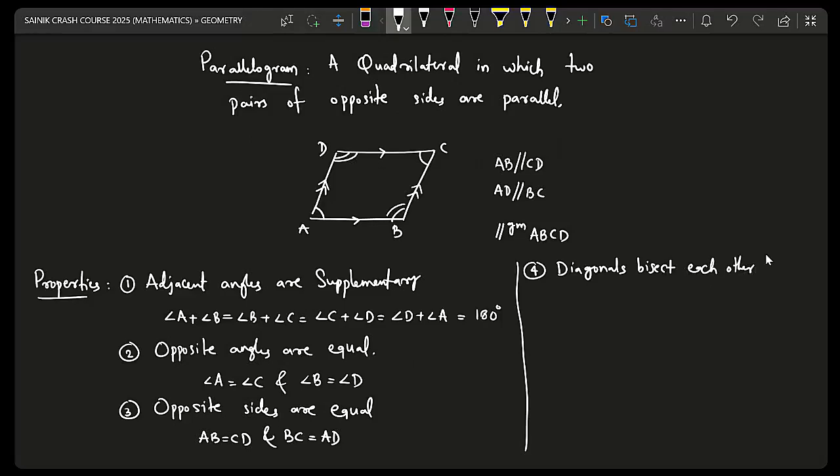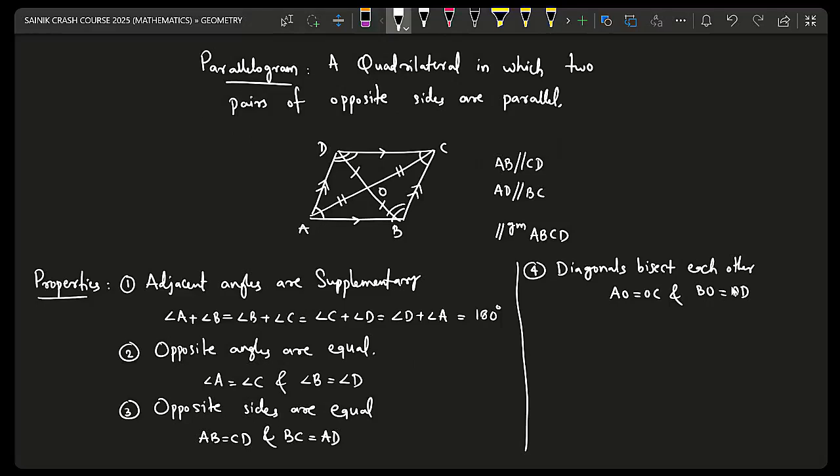So what do you mean by diagonals bisect each other? You take the diagonal AC and also you take the diagonal BD. So they intersect at a point O such that OD will be equal to OB and AO will be equal to OC. That means each diagonal is going to divide the other diagonal into two equal parts. So we can say AO is equal to OC, and also we can say BO is equal to OD.